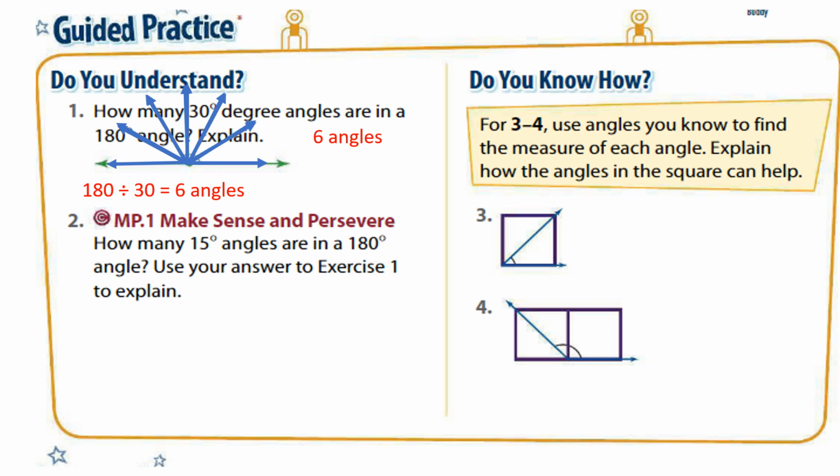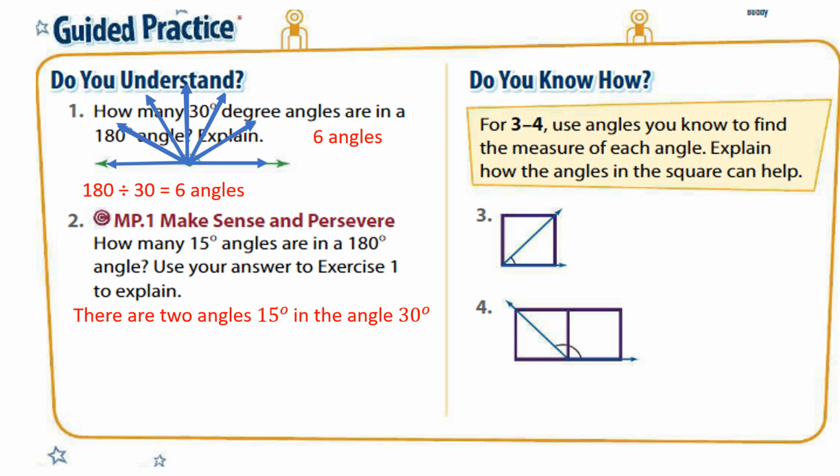Question 2. How many 15 degree angles are in a 180 degree angle? Use your answer to exercise number 1 to explain. Firstly, I want you to look at question number 1. How many angles of 30 degrees are in the angle 180 degrees? As I said, there are 6 angles. Now I want you to know that there are two angles of 15 degrees in the angle 30 degrees. Yes or no? Because 30 divided by 2 is 15. Yes, so there are two angles of 15 degrees in the angle 30 degrees.